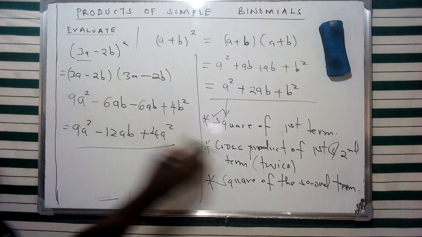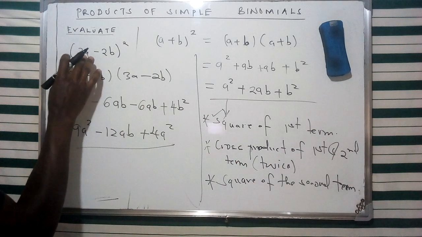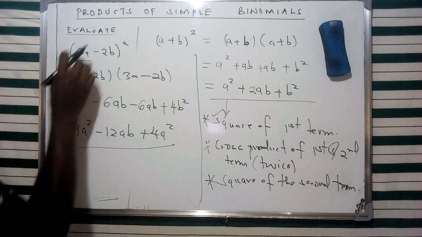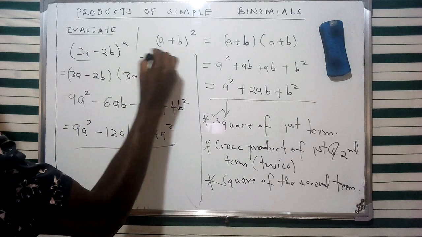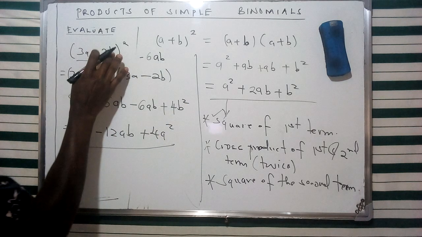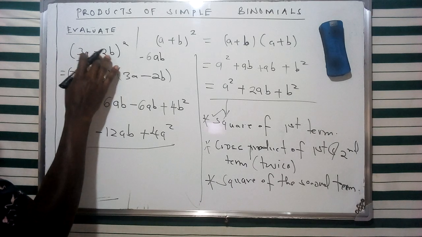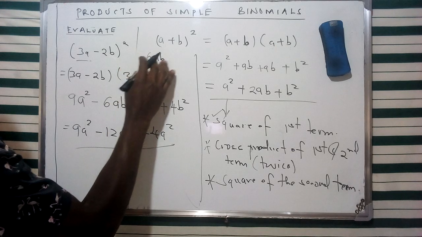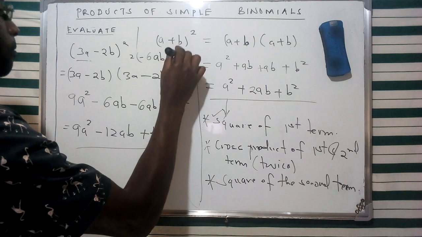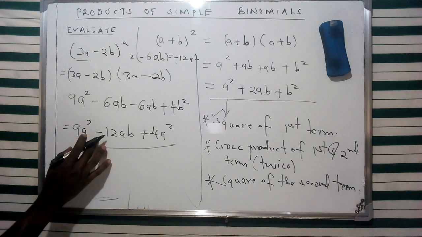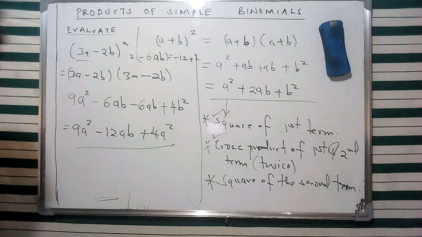So the second one is that it is twice the cross product of the first and the second term. So the first term is 3a, and negative 2b is the second term. So the cross product of the two is 6ab. Since we have this minus sign, it's going to be negative. This is 3a times negative 2b, so this is going to be negative 6ab. We have said it is twice, so this implies that it's negative 12ab. So this is negative 12ab, which is twice the cross product of the first and the second term. So the second condition as well is okay.